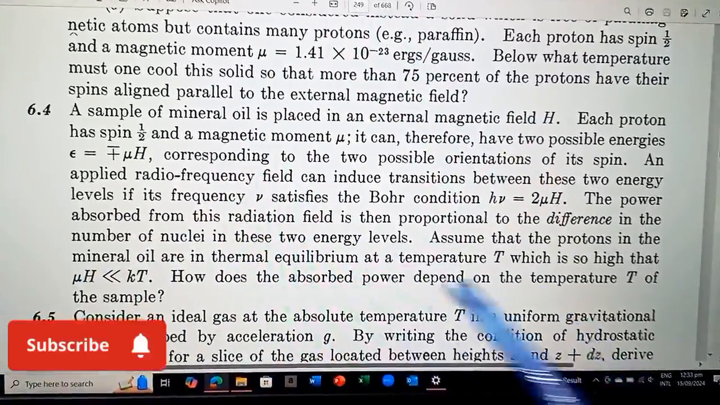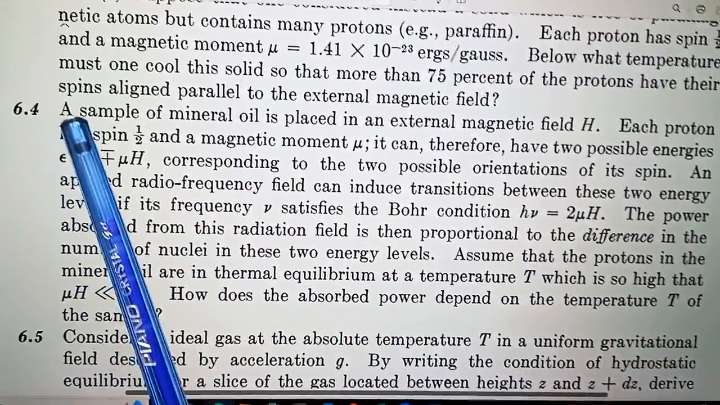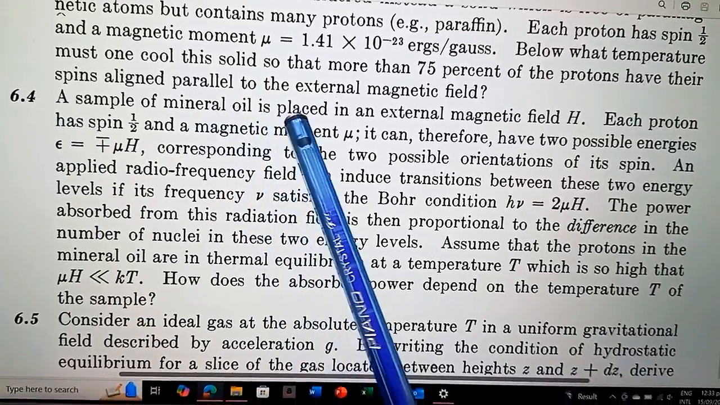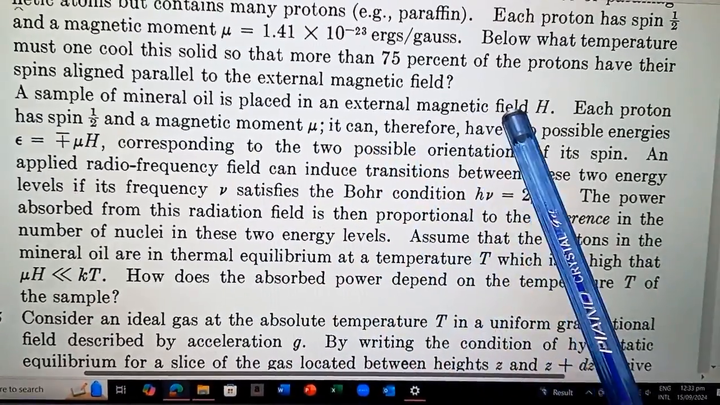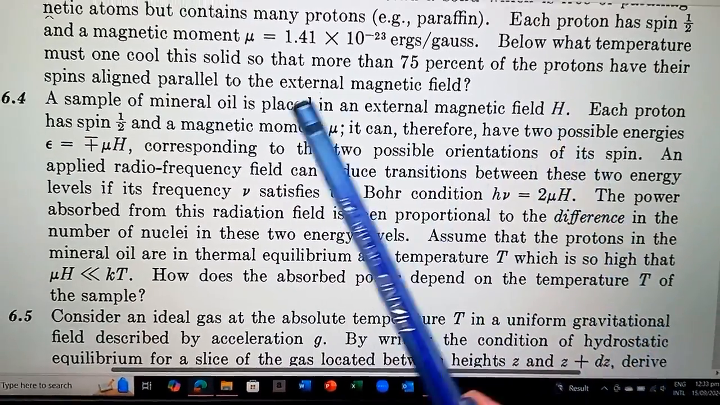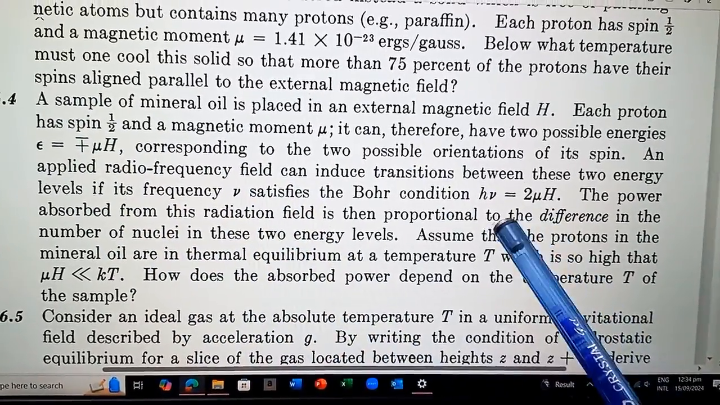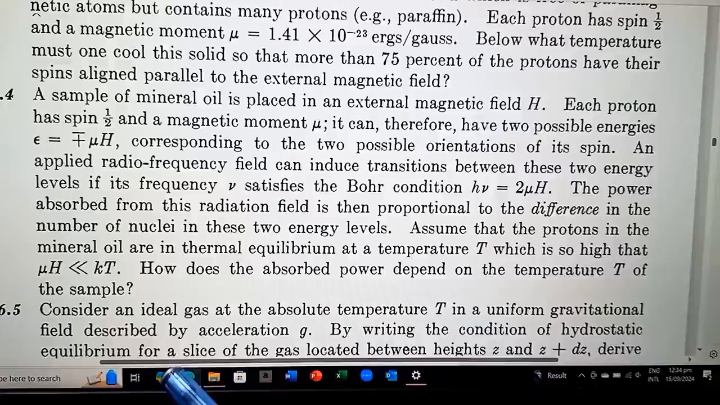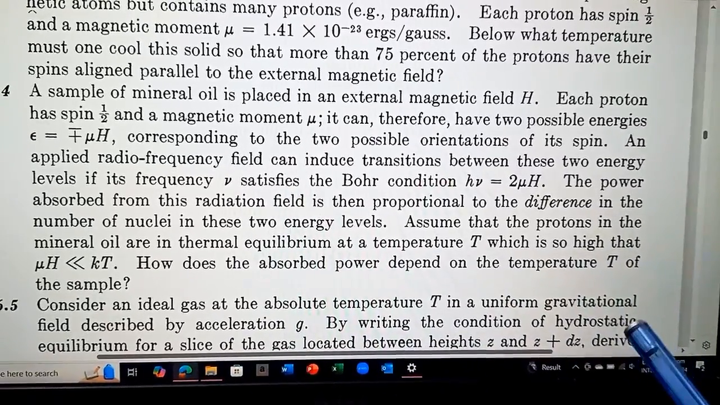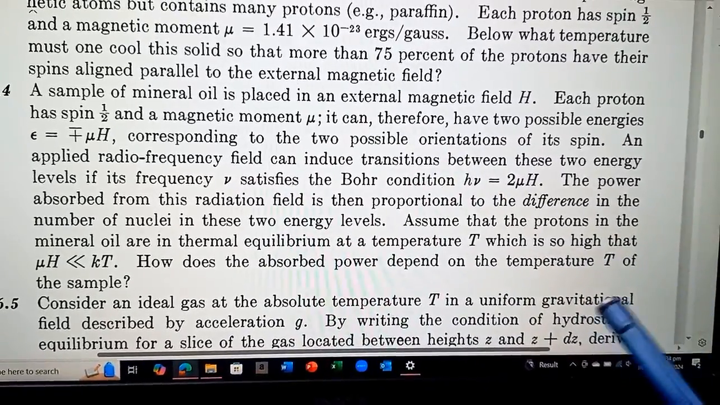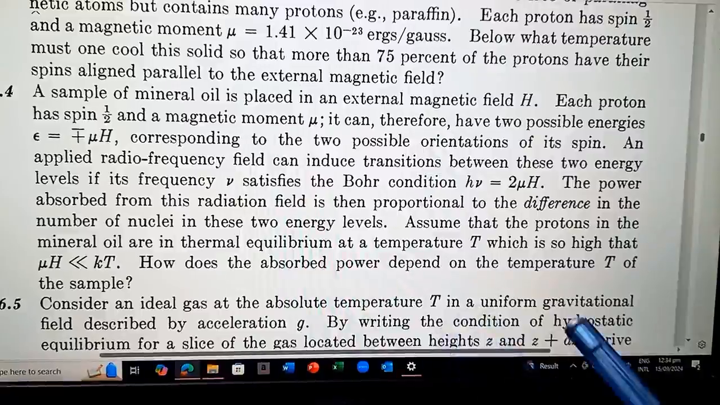So let's quickly get started with this problem. The statement says a sample of mineral oil is placed in an external magnetic field. So the first few lines are describing our system, and after the first few lines we'll be introduced to the main part of the question, which will tell us what we are going to find out in this problem.